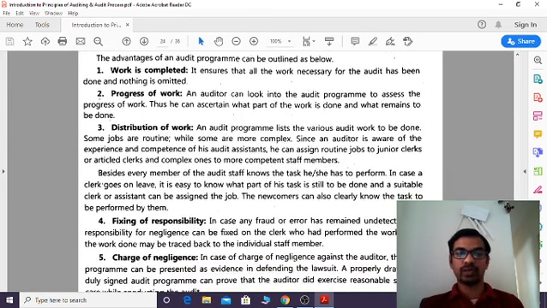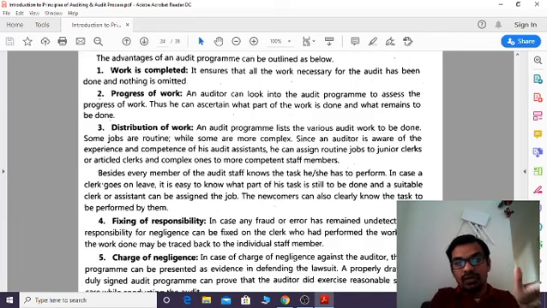Then second, progress of work. An auditor can look into the audit program to assess the progress of work. Thus, he can ascertain what part of the work is done and what remains to be done. It means it is a set of guidelines for the auditor, under which all jobs are stated properly. Therefore, the auditor can easily assess what is done and what has to be done, at regular time intervals, under the audit program.